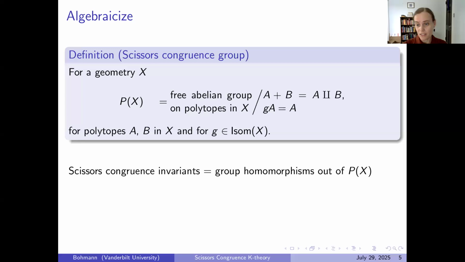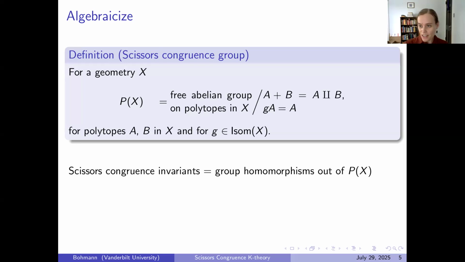the real numbers. That takes every polytope to its volume, and we can see that volume is invariant under these relations I'm quotienting by, and so I do get a group homomorphism from P of X to R corresponding to, say, volume. Okay, so here's our scissors congruence group.